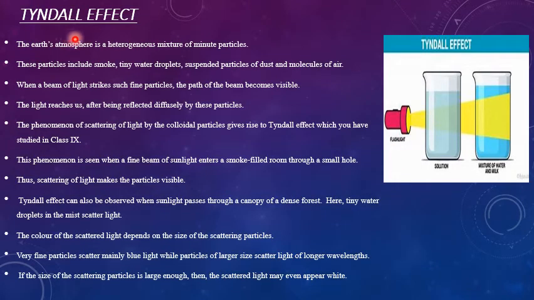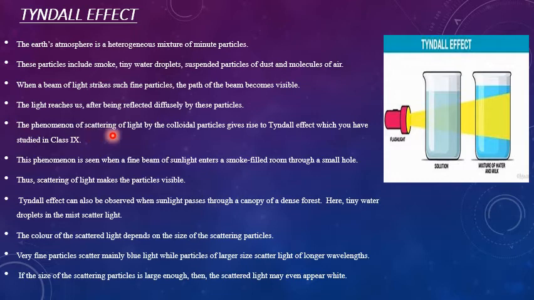Okay, now Tyndall effect also you have studied last year. The Earth's atmosphere is a heterogeneous mixture of minute particles. These particles include smoke, tiny water droplets, suspended particles of dust and molecules of air. All this is included in the air. When a beam of light strikes such fine particles, the path of the beam becomes visible. Why? Because there are so many particles, and when the light collides with every particle, it scatters, and this path becomes visible.